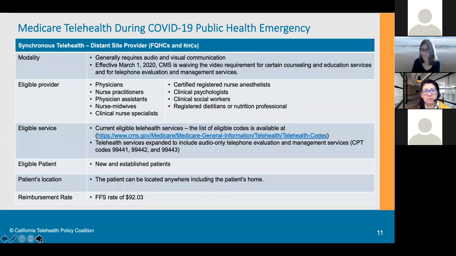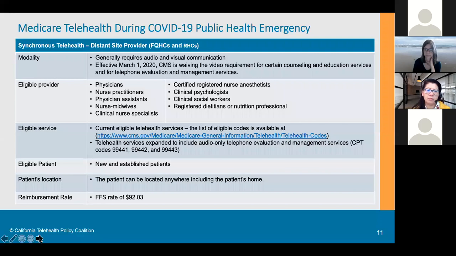So outlined here are the requirements for Medicare synchronous telehealth services. A lot of information. I'm not going to go through all of this in detail, but I wanted to quickly note that during the COVID-19 public health emergency, CMS has relaxed certain requirements that allow for patients to more easily access telehealth services. And so this includes waiving the video requirement for certain counseling education services and for audio-only telephone evaluation and management services. Additionally, waiving the established patient requirement, which allows FQHCs and RHCs to provide telehealth services to both new and established patients.